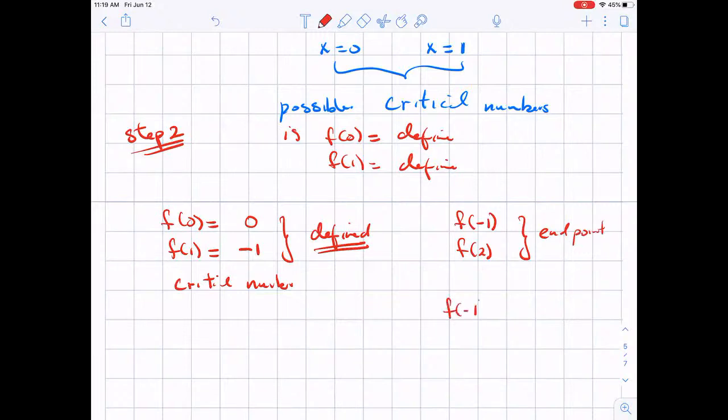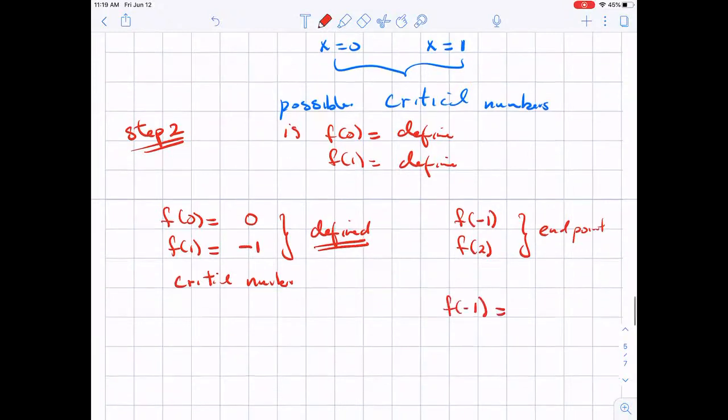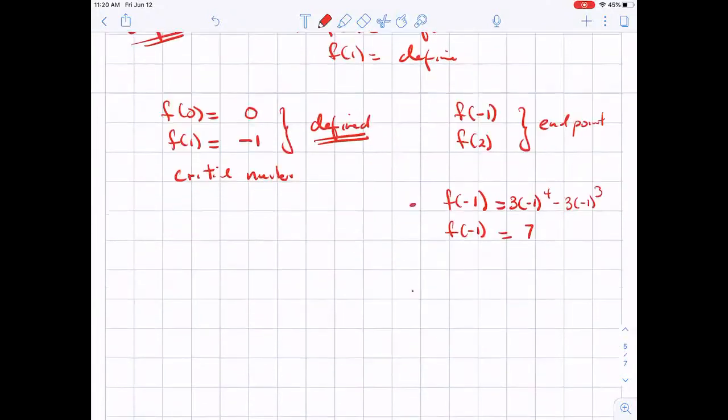So f of -1 would be 7, which means 3 times -1 to the 4th minus 4 times -1 cubed. So this becomes 7. So f of -1 is 7. And then f of 2 becomes 3 times 2 to the 4th minus 4 times 2 to the 3rd, which is equal to 16. So f of 2 is equal to 16.